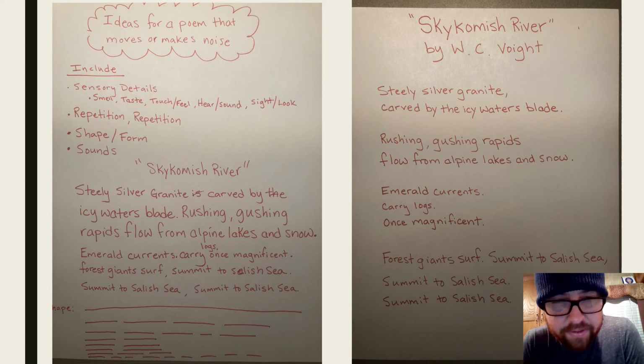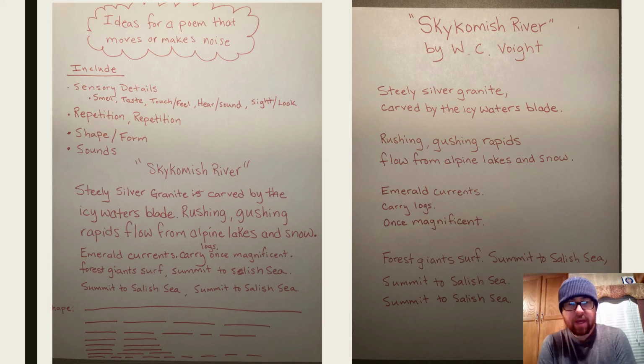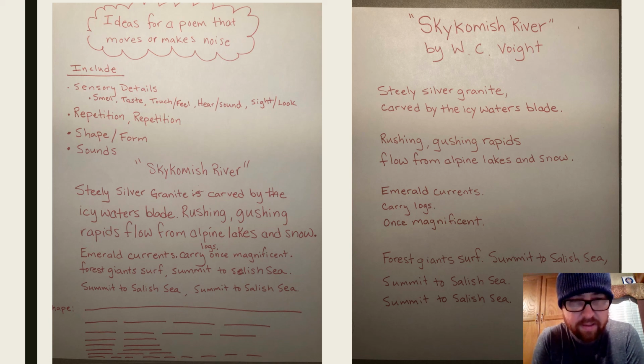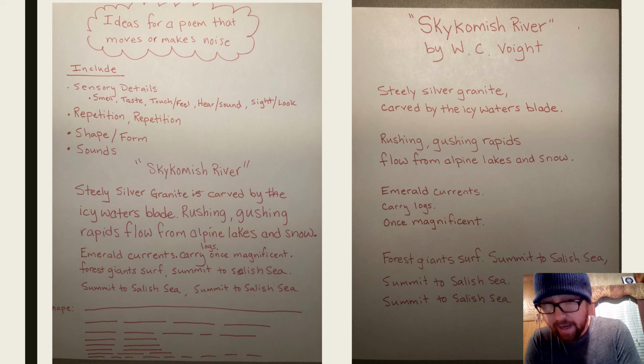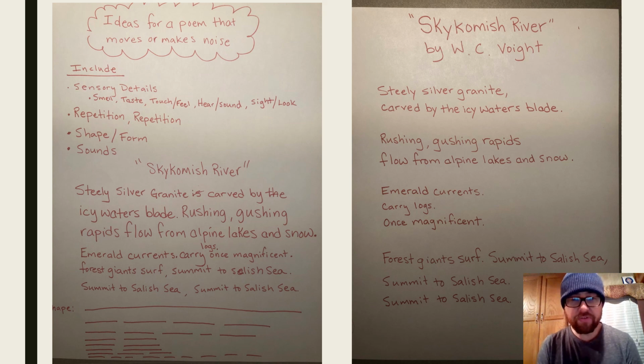Do I have sensory details? I hope I do. I have some sight, right? The steely silver granite. That's what the granite looks like. I have some sound. Rushing, gushing rapids. That's also rhyme. I have some repetition with summit to Salish Sea. The shape and the form, you can see that I have an example on the very bottom about the shape that I kind of planned for when I write my poem.